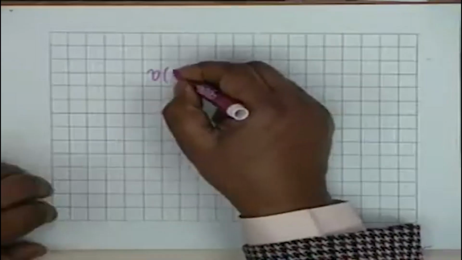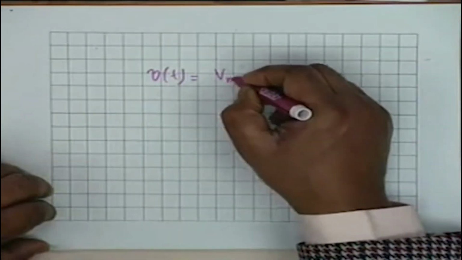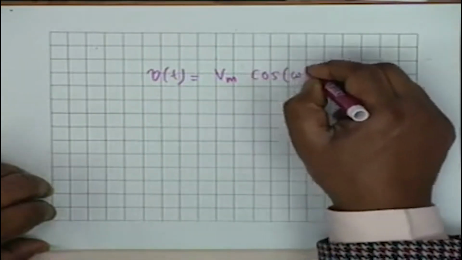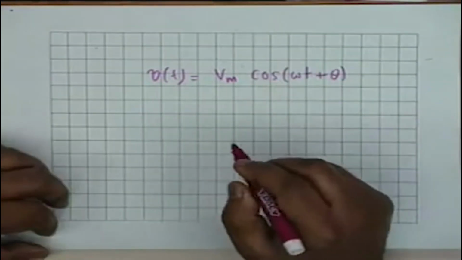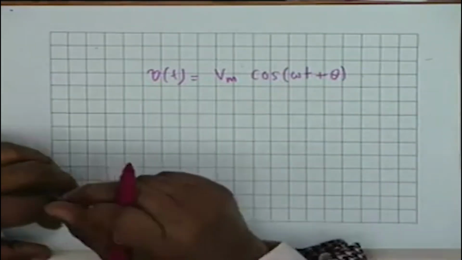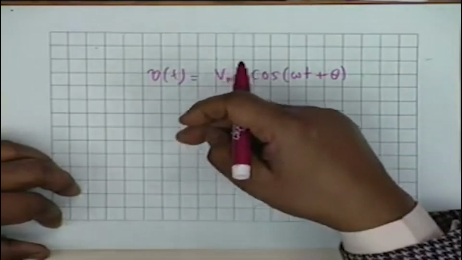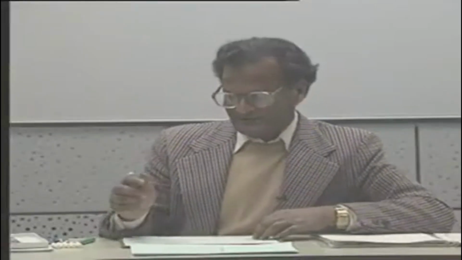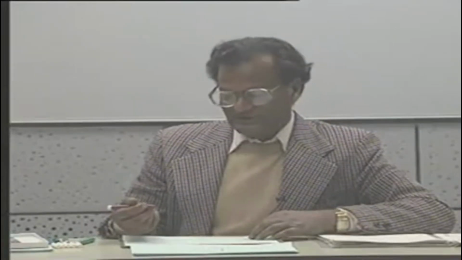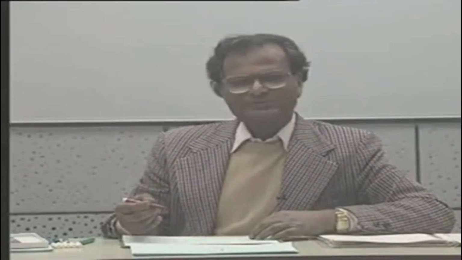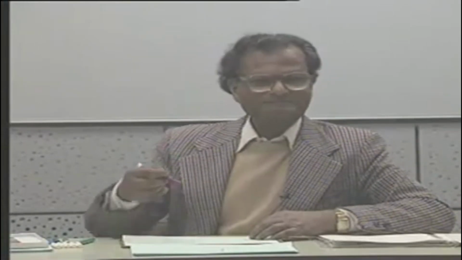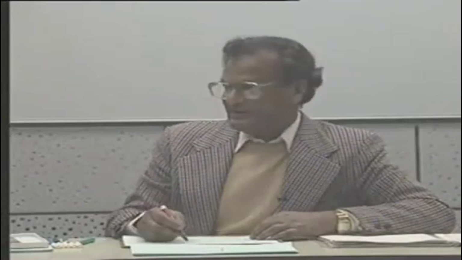Suppose we have a voltage V of t equals Vm cosine of omega t plus theta. Cosine, we take as our standard reference, and we represent sine on the imaginary axis. It can be the other way around, there is nothing sacred about it. It is only because Vm cosine omega t plus theta can be represented as the projection on the x-axis of a vector Vm e to the power j omega t plus theta. That's why we take this as the reference.